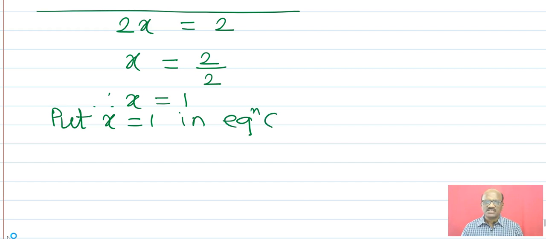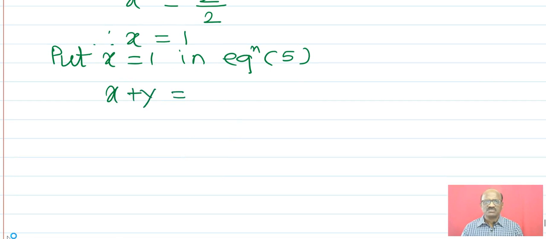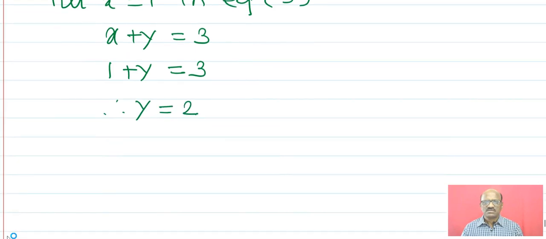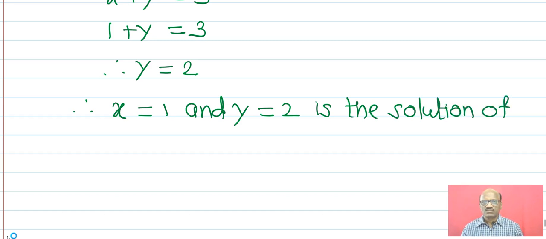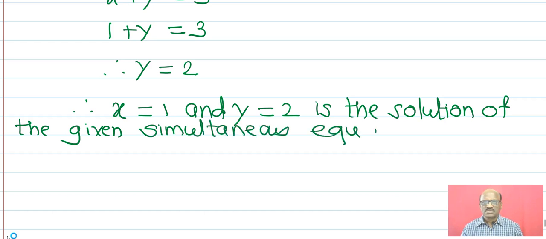Now put the value of the x in equation number 5, that is x plus y is equals to 3. Therefore y is equals to 3 minus 1, that is y is equals to 2. And therefore x is equals to 1 and y is equals to 2 is solution of the given simultaneous equation.